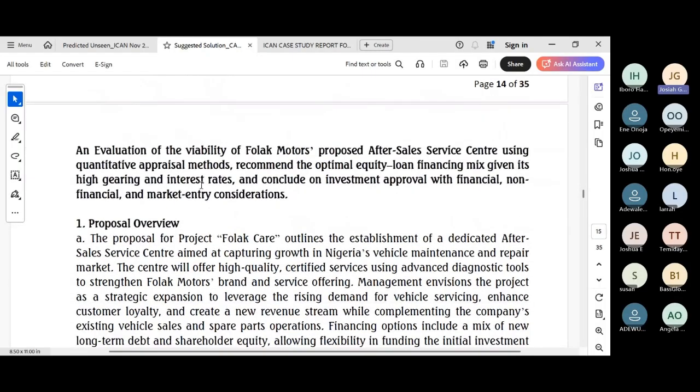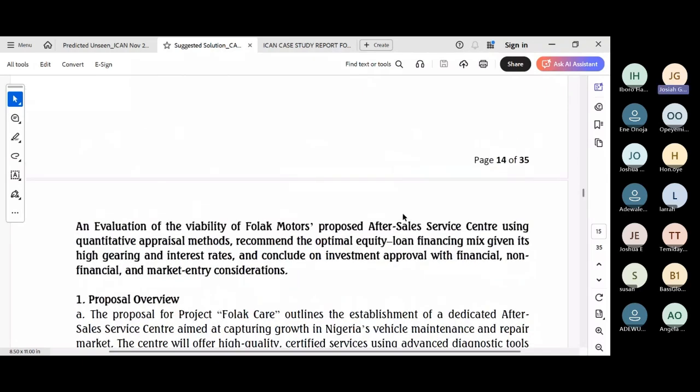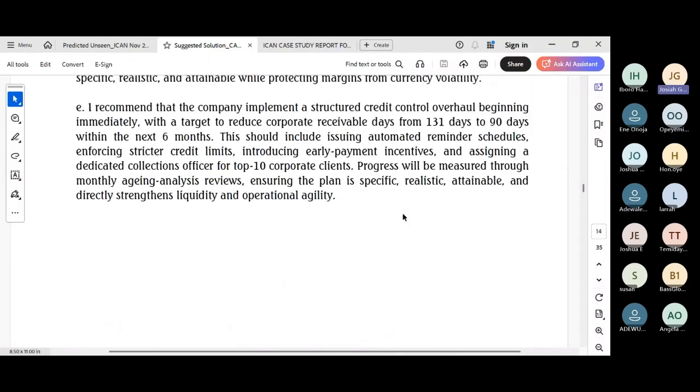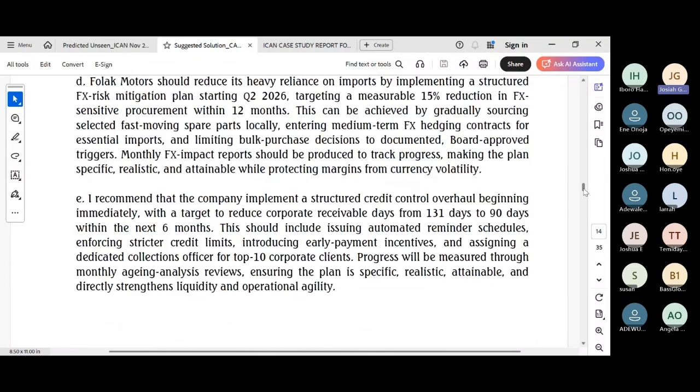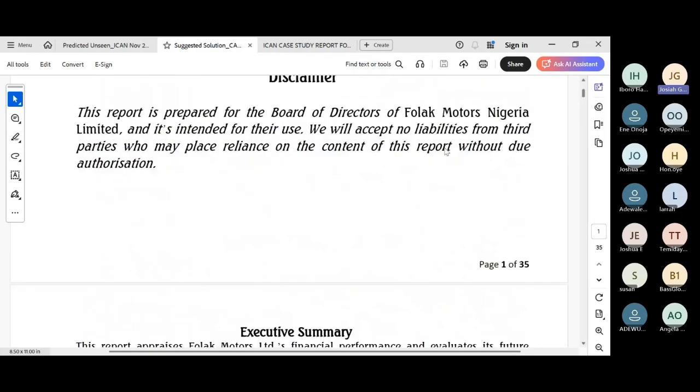All right. So having said that, I like the technique of going to write your executive summary if you're done with requirement 1. It's a good technique for me. I think it works because of time. So having said that, executive summary now. We've done requirement 2.